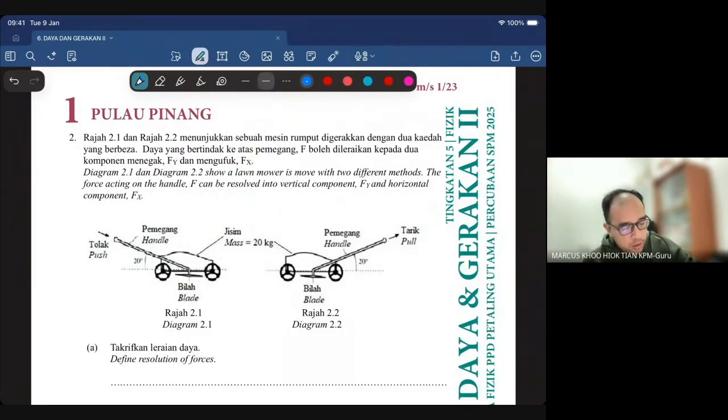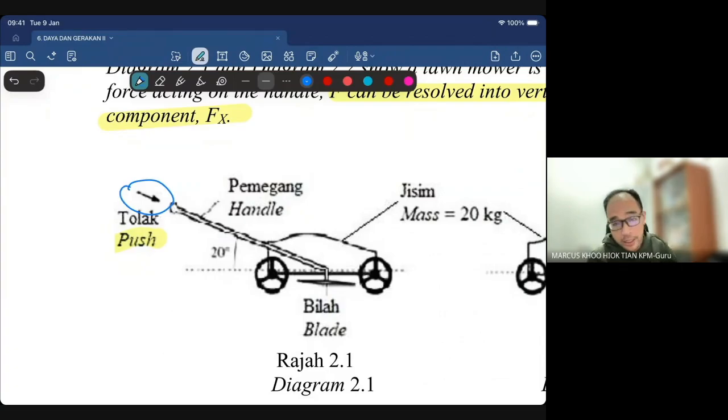Okay, let's begin now. So the Penang first question is diagram 2.1, 2.2 show a lawnmower moving with 2 different methods. One is with a pushing method. Okay, the second one is with a pulling method. And we find that the force F over here can be resolved into vertical component Fy and Fx. So your first job is to make sure that if you see a direction like this, you need to know how to resolve it. Resolving means you break this particular direction into 2 components. And when we talk about 2 components, it's either up and down or it's left and right.